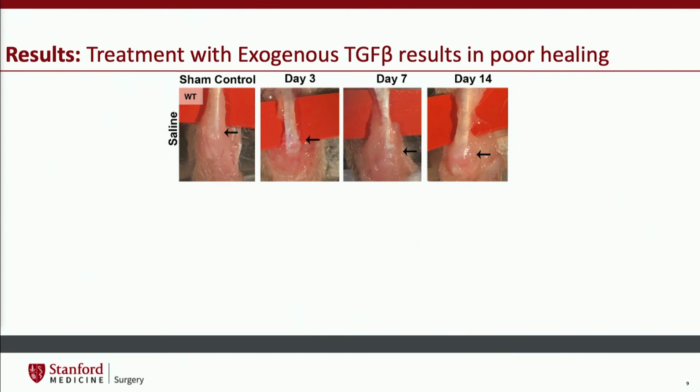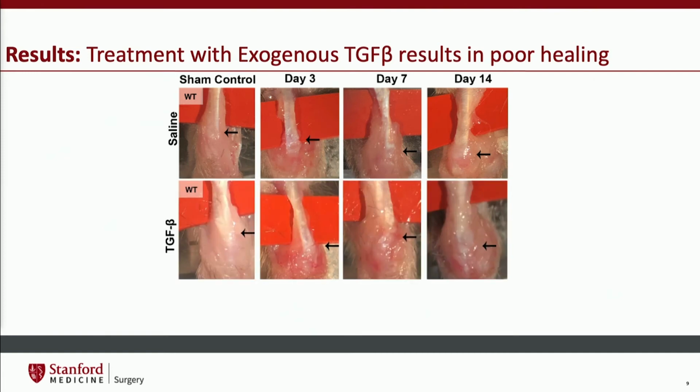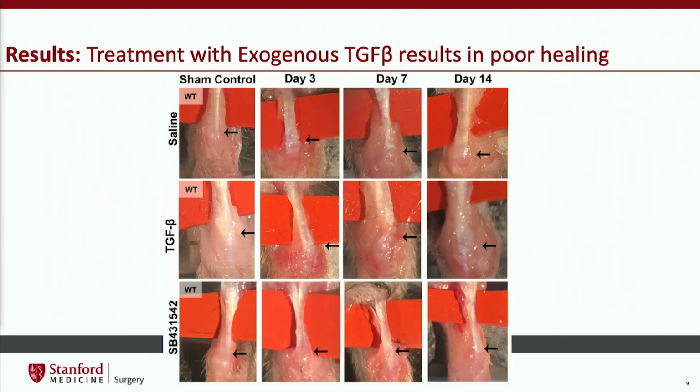So we wondered if, in the exogenous model, there would be an influence on the quality of healing as well as on the MSSC response. First, here we can see the saline control where there is gross healing by day 7. There's a little bit of inflammation and a little bit of fibrosis. Here, with the use of exogenous TGF-beta, healing is significantly delayed, where there is still not complete healing by day 14 and a lot of fibrosis.